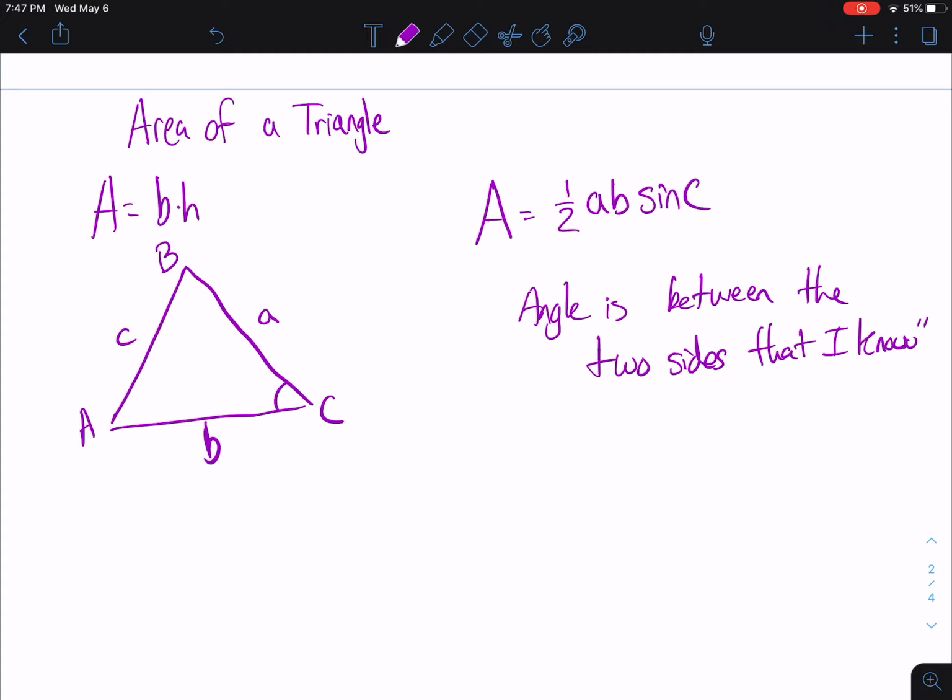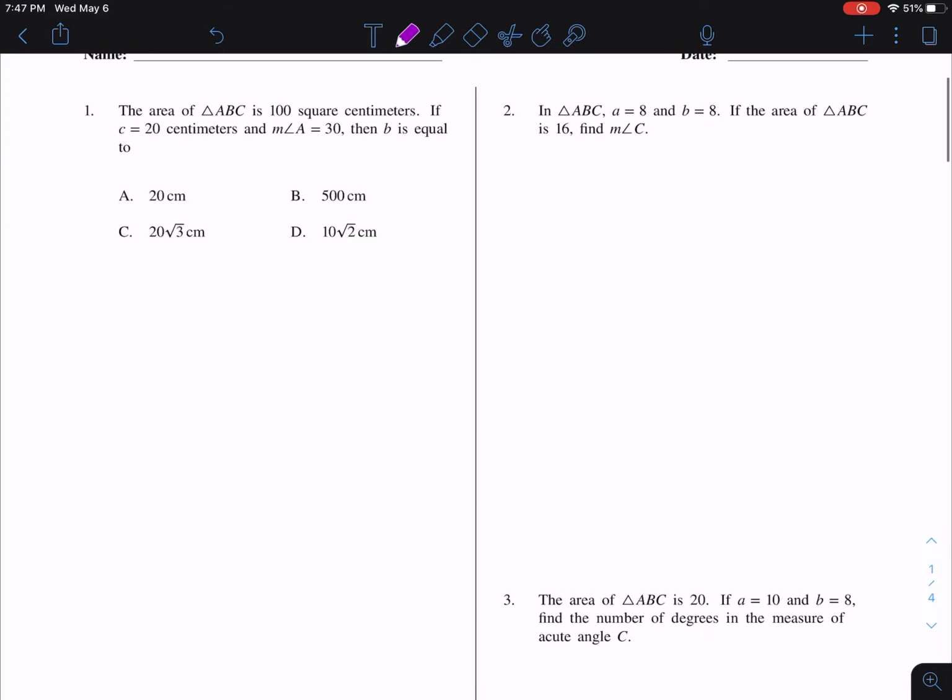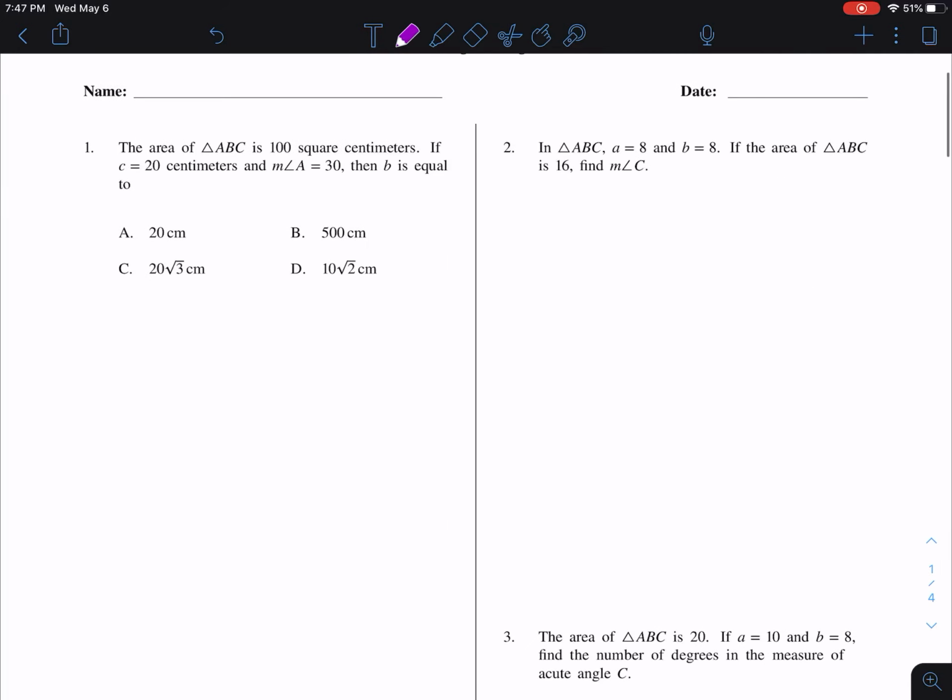Okay, that is the key piece of information that we need to work with. So let's try some examples. And again, I can't stress this enough, you gotta draw the picture. So for triangle ABC, they're giving us the area here.